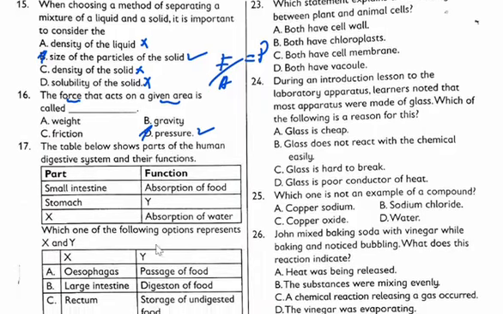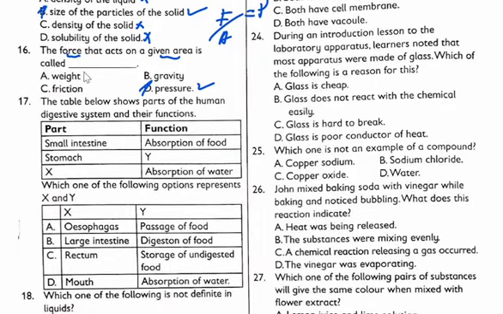We go on to number 17. The table below shows parts of the human digestive system and their functions. Part and function: small intestine, absorption of food; stomach, the function is given as Y. Part X, its function is given as absorption of water. Which one of the following options represents X and Y?